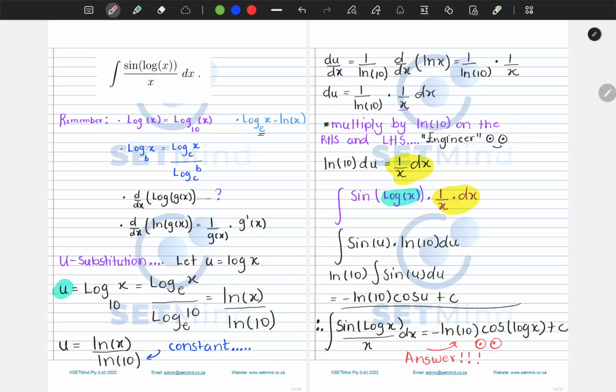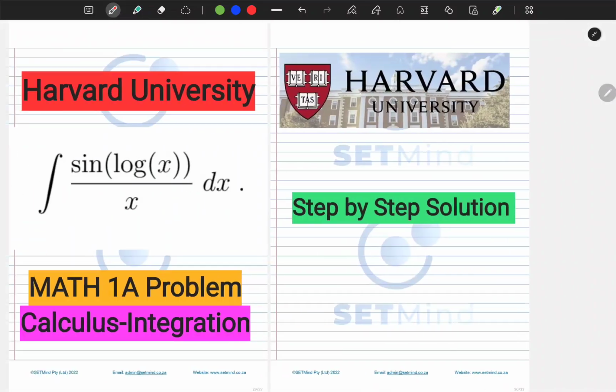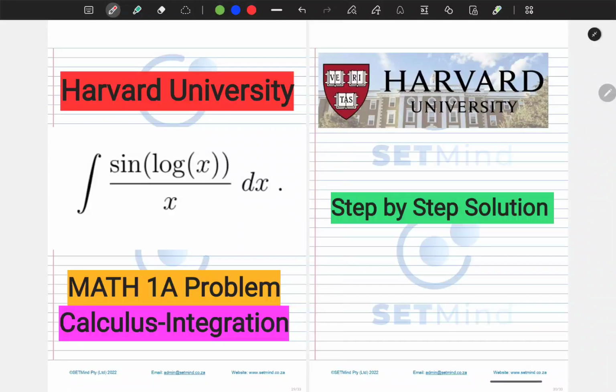I hope this does make sense and it answers this question. And the question is, was this hard or was this easy? I'll leave that for you to decide.